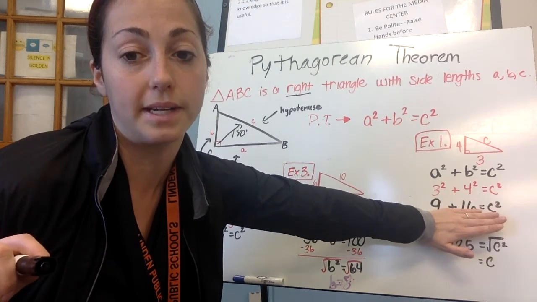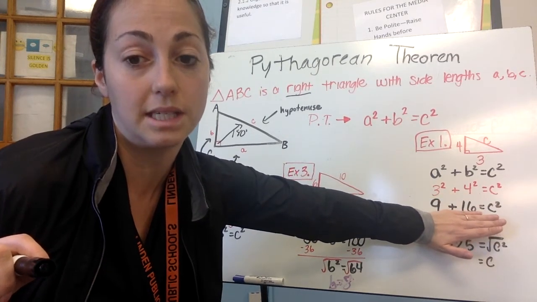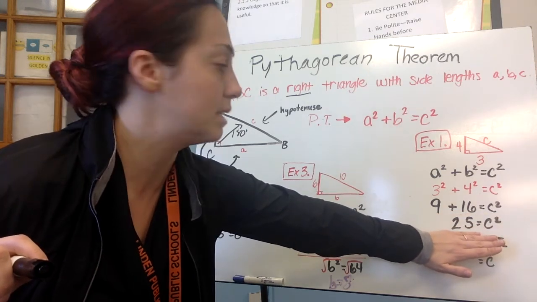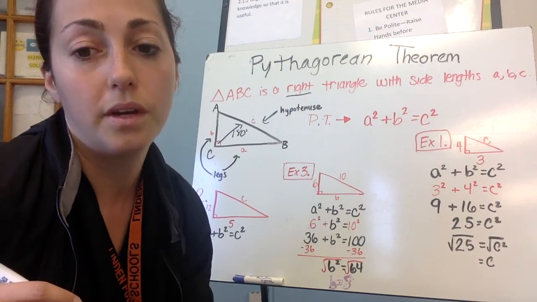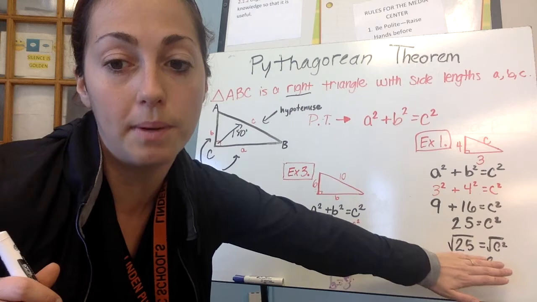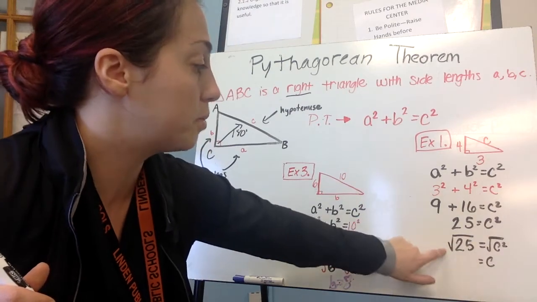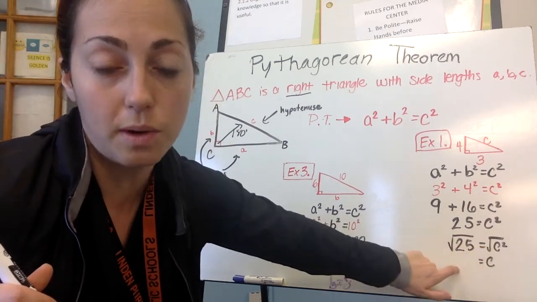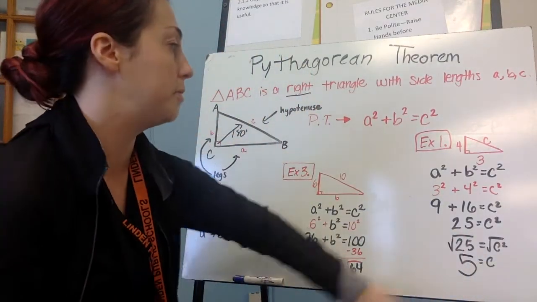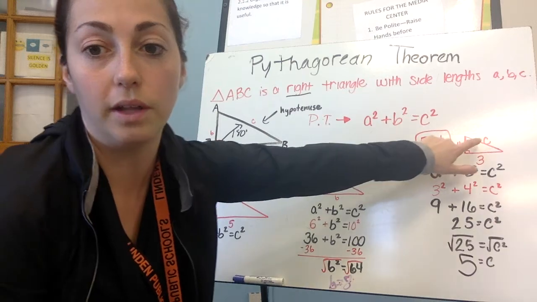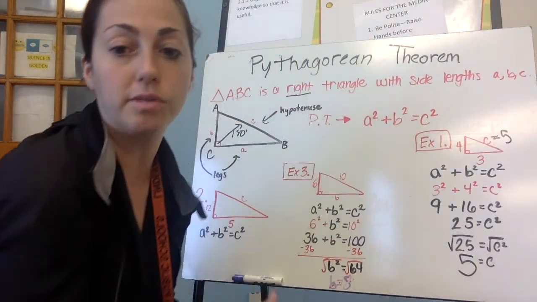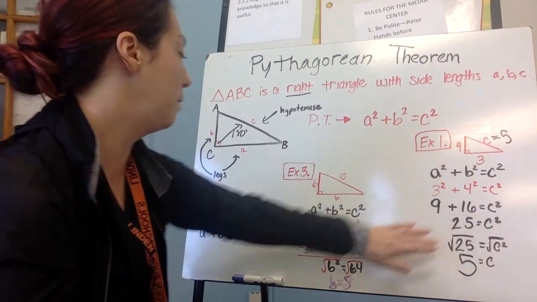Well, what's 3 squared? That's 9, and 4 squared is 16. 9 plus 16 is 25, and then I've got 25 equals c squared. Hey, we've worked with that with square roots. We undo the square by taking the square root. The square root of c squared is c, but the square root of 25 is 5. So what does that all mean? From the very beginning, we look at our triangle, and c is our unknown, so the length of that hypotenuse is 5.